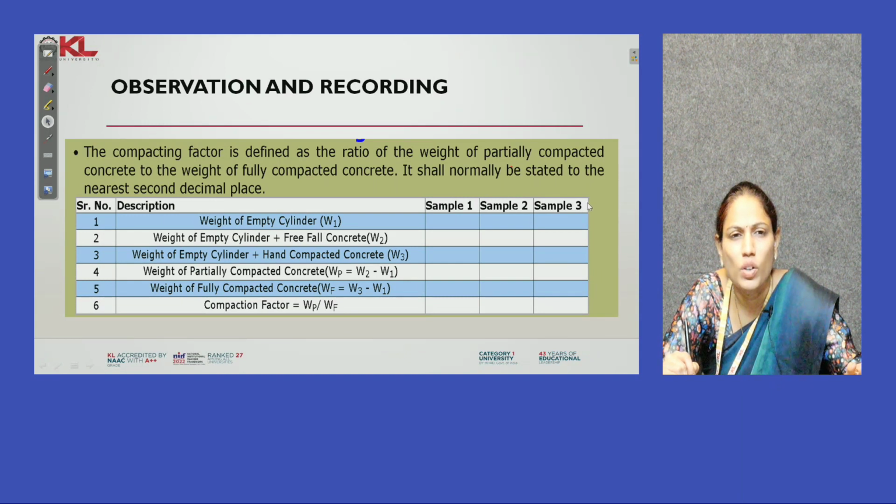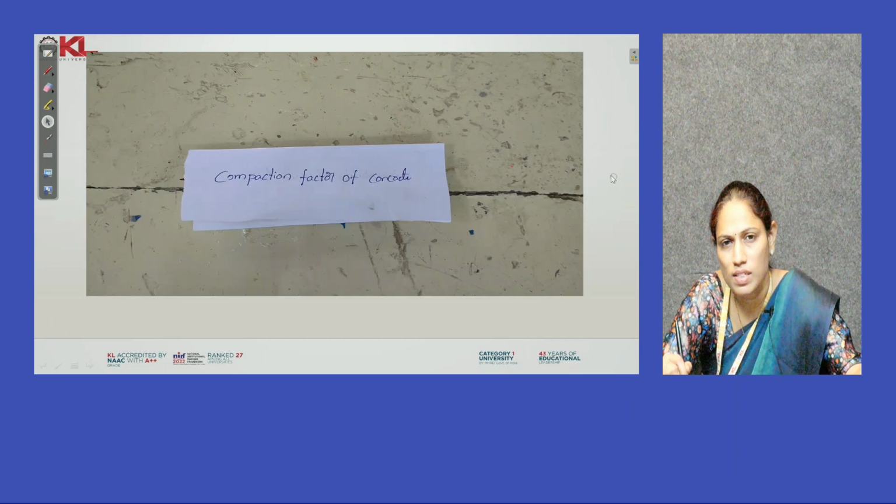And for the observation records, the compaction factor is defined as the ratio of the weight of partially compacted concrete to the weight of fully compacted concrete. It shall normally be stated to the nearest second decimal place. So you take the weight of the empty cylinder, the weight with free fall concrete, the weight of the empty cylinder plus hand compacted concrete, partially compacted concrete and fully compacted concrete, and the compaction factor can be known by this.